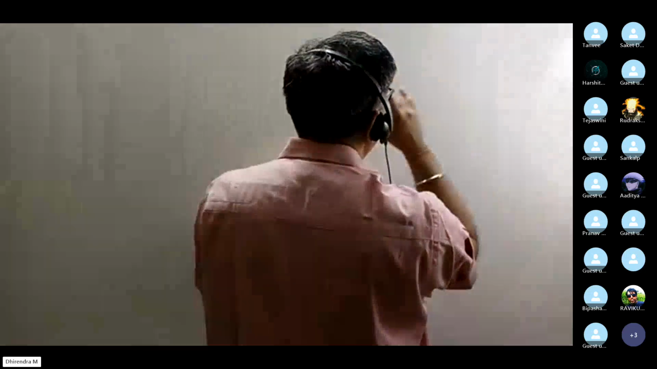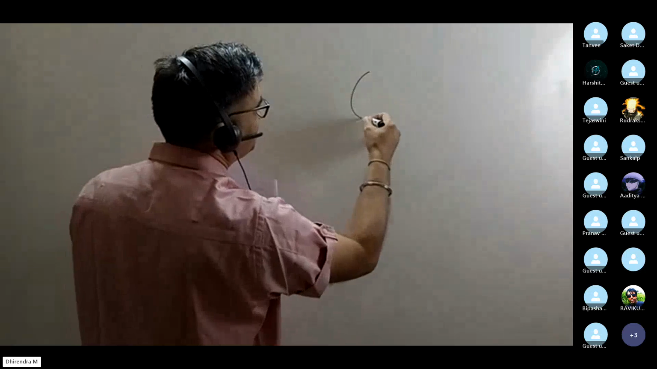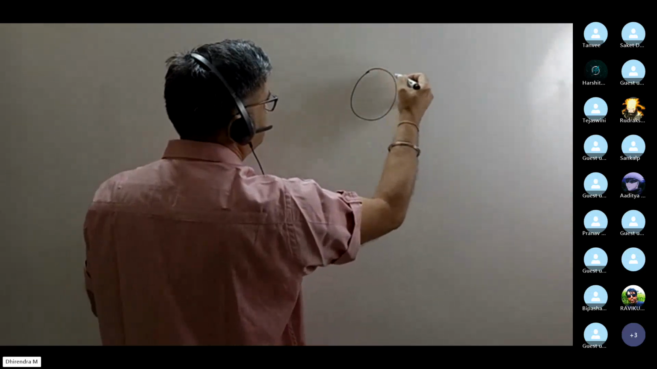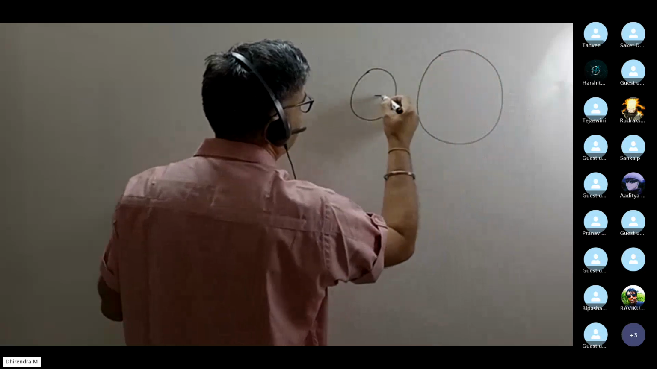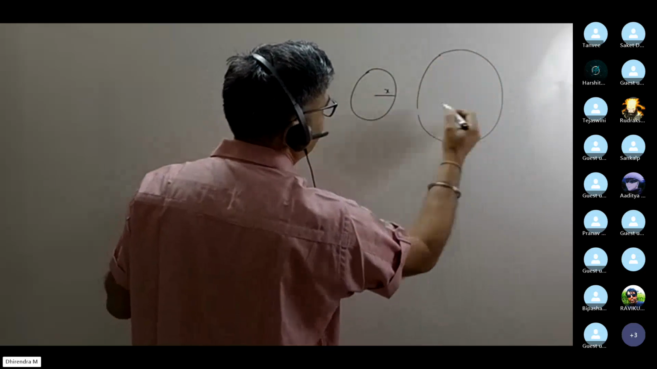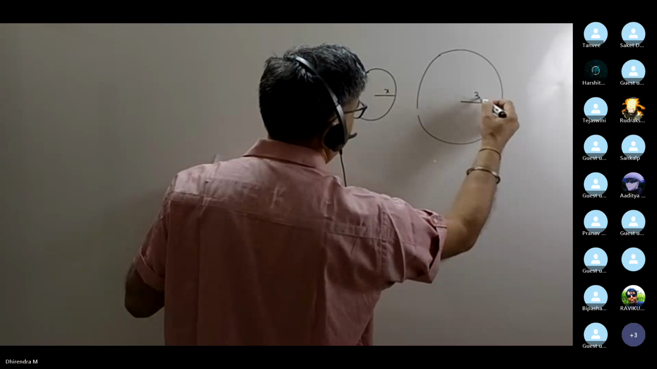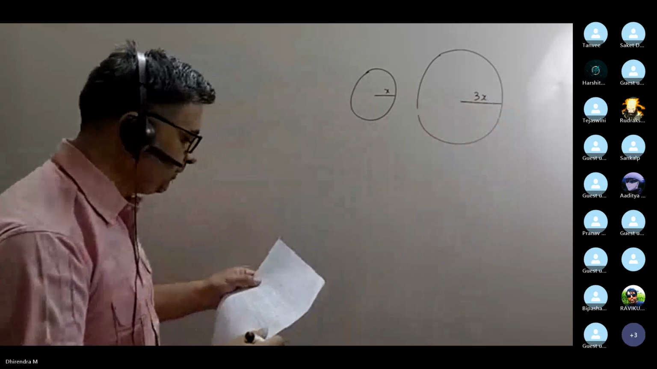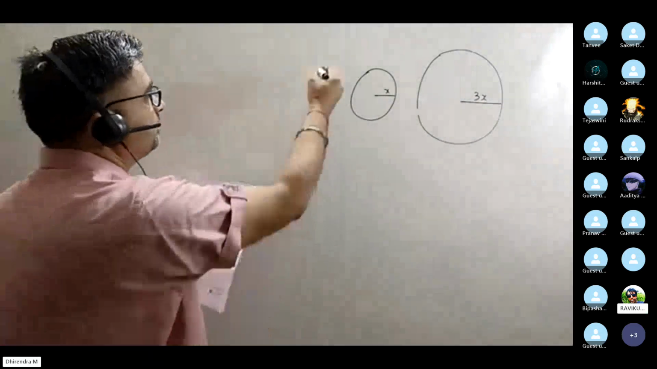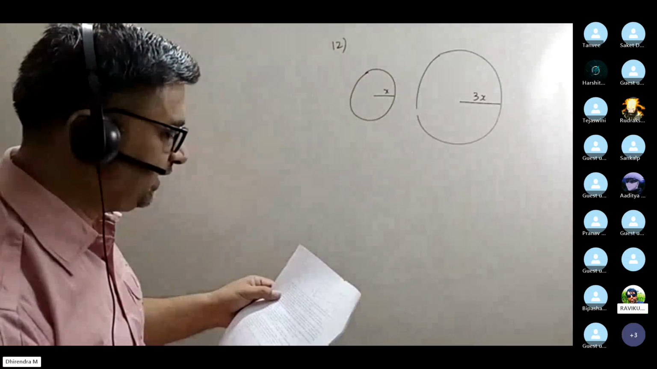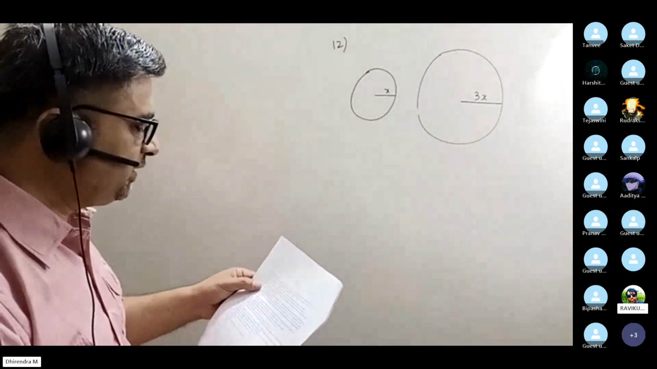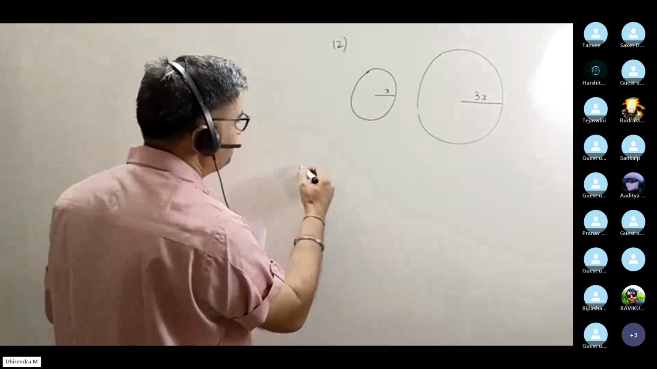Question number 12. What is it? Say if two objects move in a circular path of radii in the ratio. So the radius of two motions is given. It's in the ratio 1:3. So if this radius is x, this radius is 3x. You all agree? If two objects move in a circular path of radii and take the same time to complete, what is the ratio of their speeds?